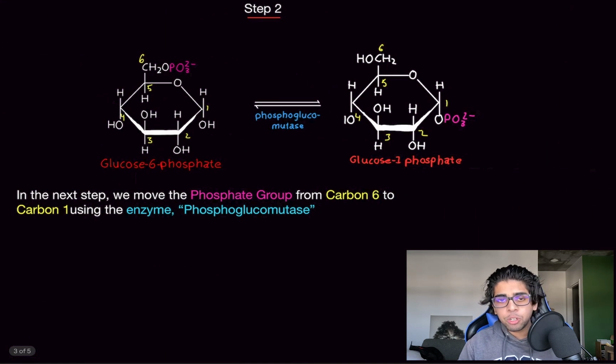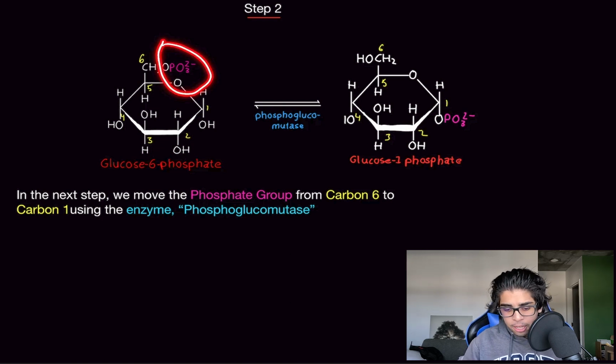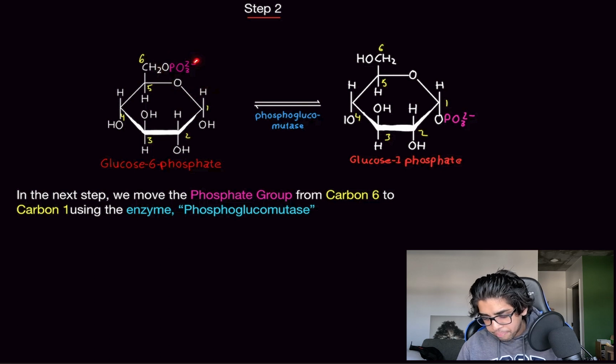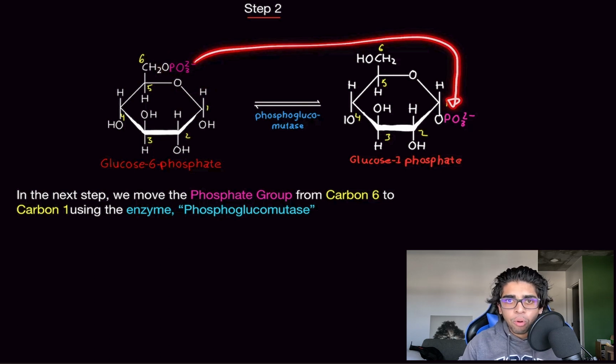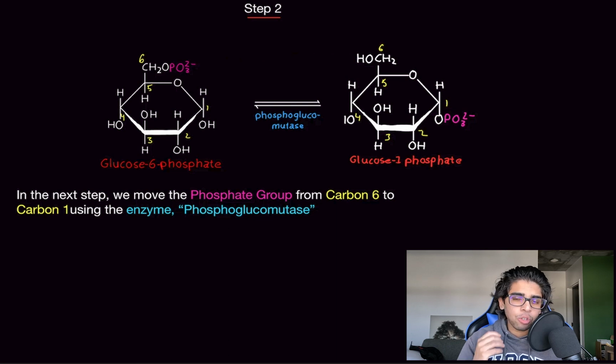Step 2, we're going to use an enzyme called phosphoglucomutase. And think about mutase as a mutation. We're mutating this molecule. All we're doing here is moving the phosphate group from carbon number 6 to carbon number 1. It needs to be on carbon number 1 for this to happen. Okay, so this is a way to confirm that we are going into glycogenesis. Pretty simple, right? We're halfway done.